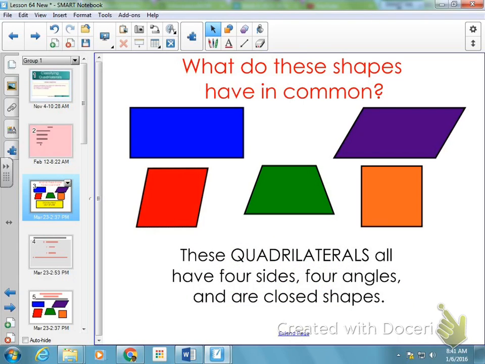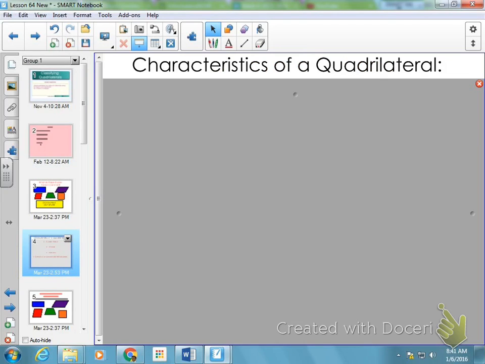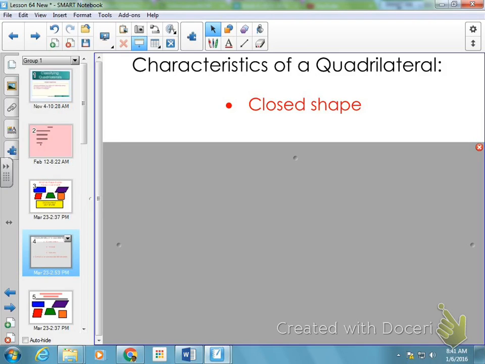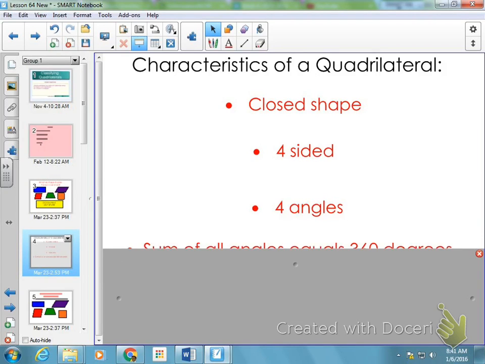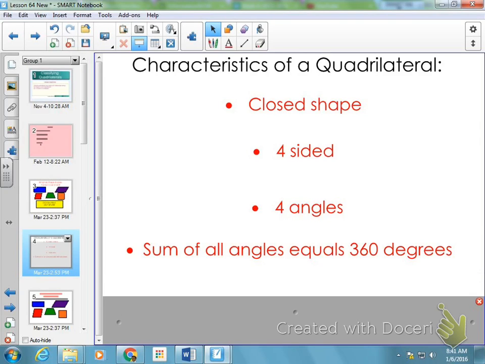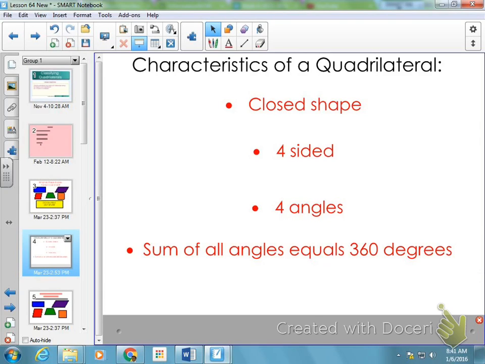They're all quadrilaterals. They all have 4 sides, 4 angles, and are closed shapes. So here's some characteristics of quadrilaterals, and I want you to write this down in your notes. This will be one of your first notes. Characteristics of quadrilaterals. The first characteristic is it's a closed shape. They're 4-sided. There's 4 angles. And also the sum of all angles equals 360 degrees. So write this down, pause the video, make this note.